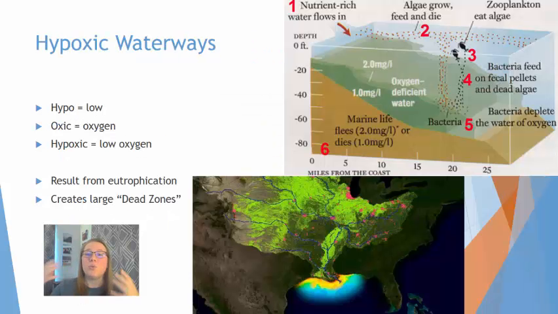Now remember, we've talked about hypoxic waterways when we were talking about the Gulf of Mexico dead zone. Remember, hypo means low, and oxic is referring to oxygen. So a hypoxic waterway is going to have low levels of dissolved oxygen. We've also talked about oxygen sag curves and how the BOD influences the amount of dissolved oxygen. Now, this is again a result of eutrophication and can create these ocean dead zones.